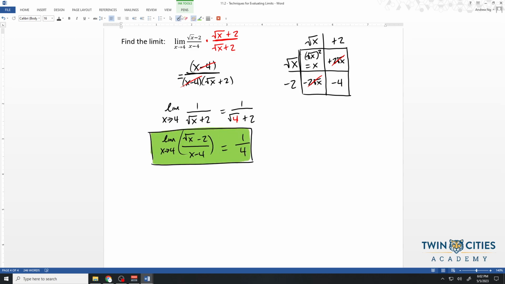The dividing out technique and the rationalizing technique are powerful tools that'll help you with finding limits where you normally couldn't through direct substitution.